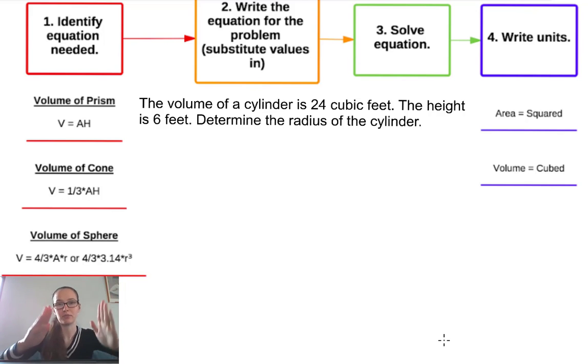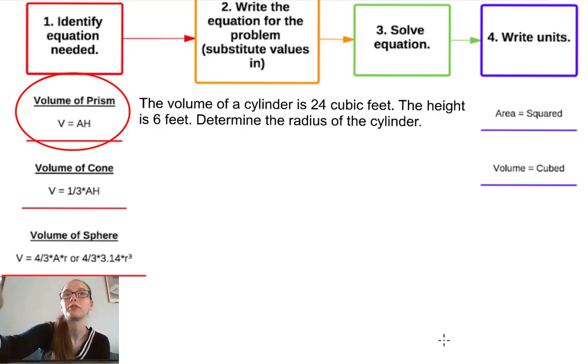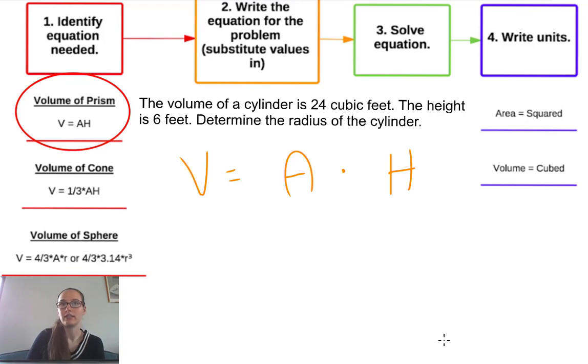A cone is like an ice cream cone. It has that tip. It has a circular base. A sphere is like a soccer ball or a baseball. So we have a cylinder. So step 2 is write the equation for the problem. So volume equals area of the base, which is a circle, times the height of the prism.